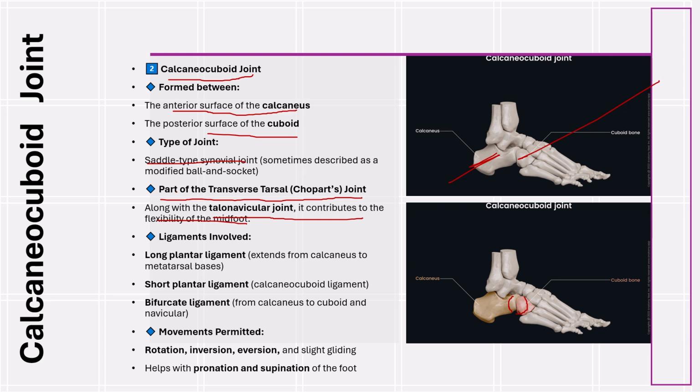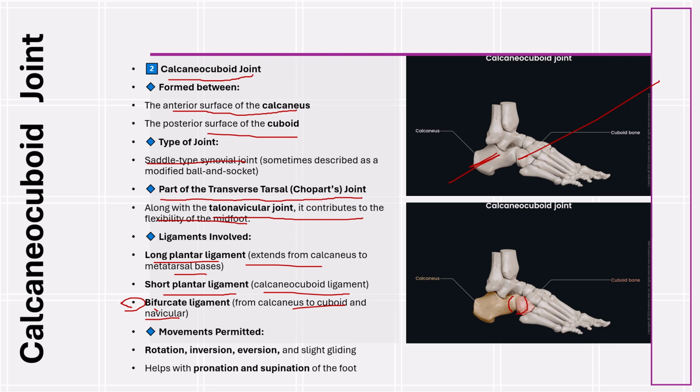The ligaments involved are the long plantar ligament that extends from the calcaneus to the metatarsal bases, and the short plantar ligament, that is the calcaneocuboid ligament. There is one more important ligament, the bifurcate ligament, and it runs from the calcaneus to the cuboid and to the navicular.